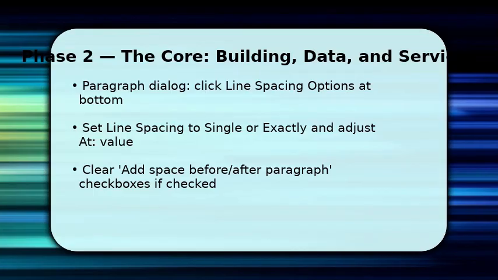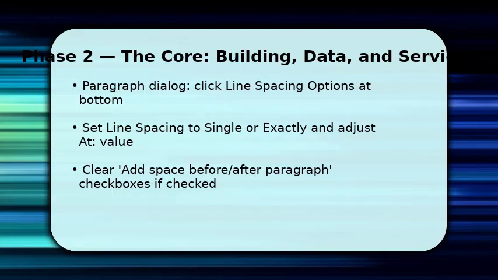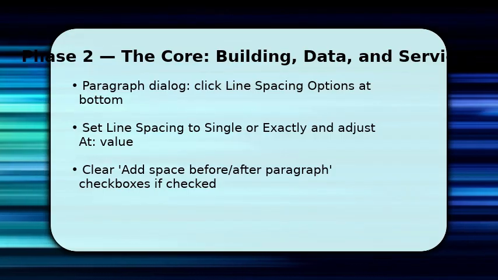Next, open the paragraph dialog from the line spacing menu to access exact controls. Click line spacing options at the bottom. You can choose single for proportional spacing or exactly and set a point value if you need strict control. If you pick exactly, enter a point size slightly larger than your font to avoid clipping.